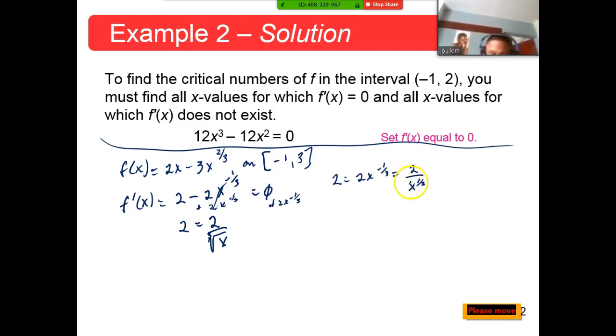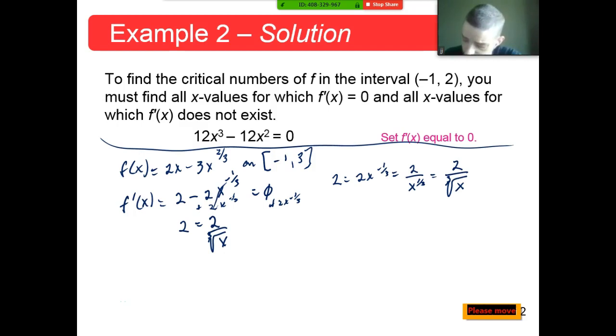And what is x to the 1/3? That is the cube root of x. So 2 is equal to 2 over the cube root of x. Is everybody okay with that? Any questions about it? Okay, I'm going to assume silence means assent, that you're okay with it. Is that all right?